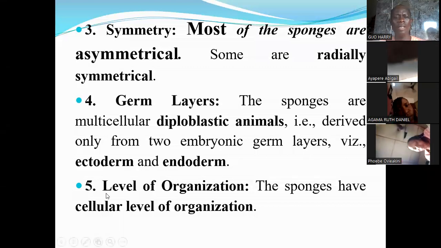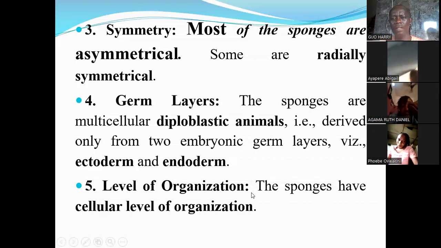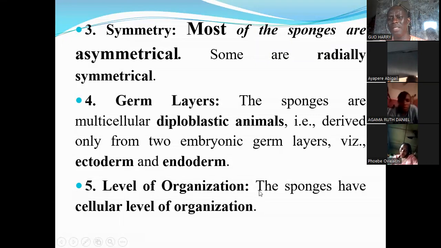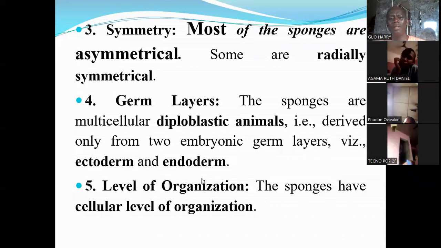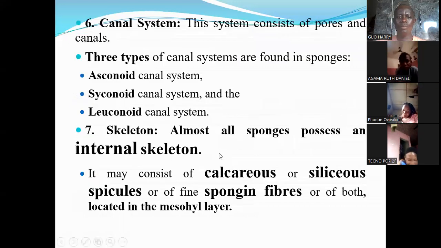What about level of organization? The fifth characteristic of the sponges is that they exhibit cellular level of organization. That is, their cells are not organized to work together to carry out specific functions. So they work independently. That's why I would say they exhibit cellular level of organization.